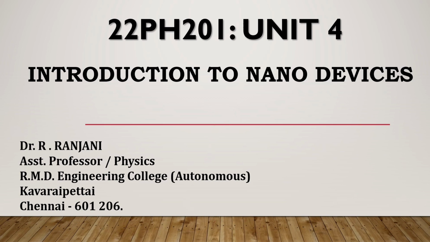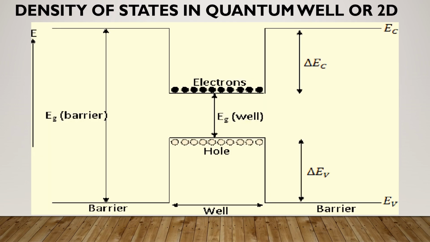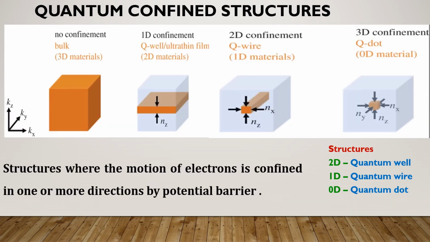Today we are going to see Unit 4 topic: Density of Energy States in a Quantum Well Structure. In the diagram, we can see the quantum well. The other name for quantum well is two-dimensional structure.